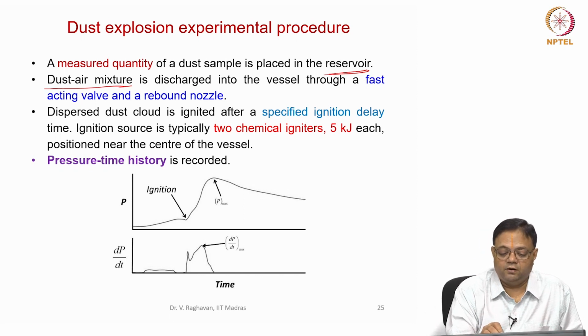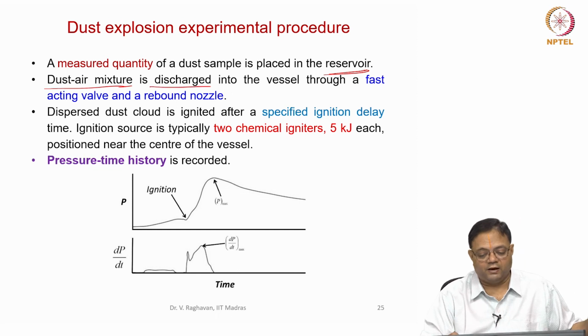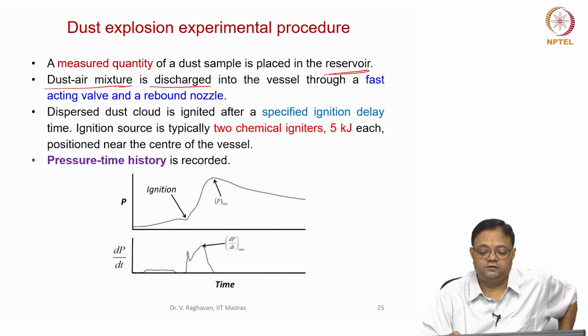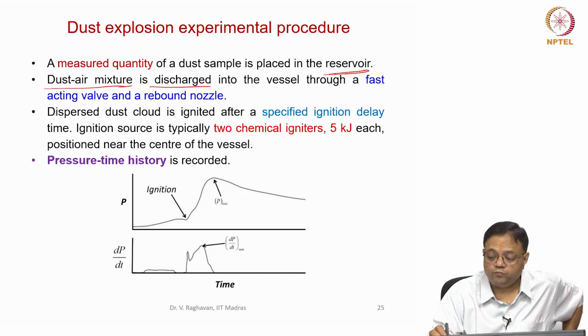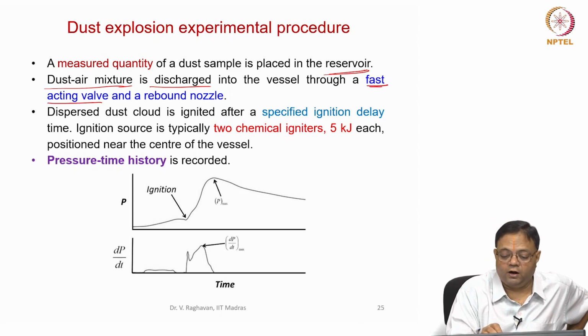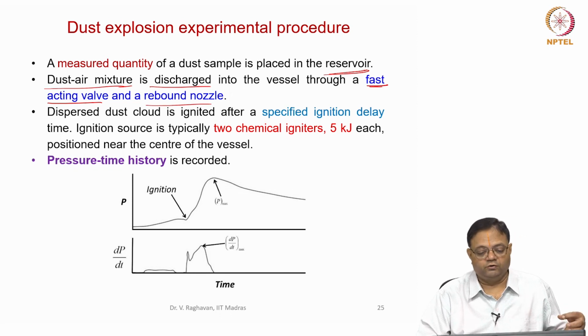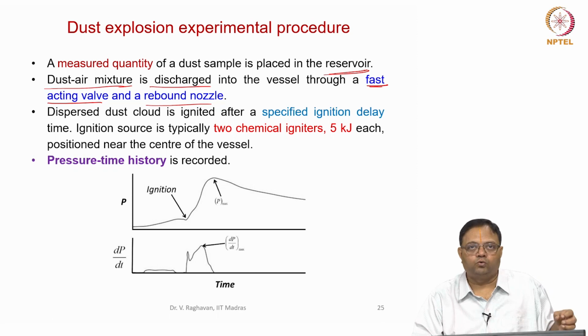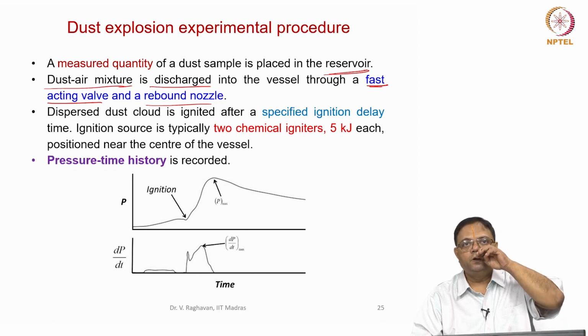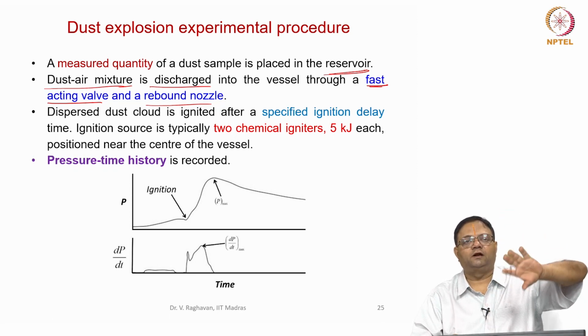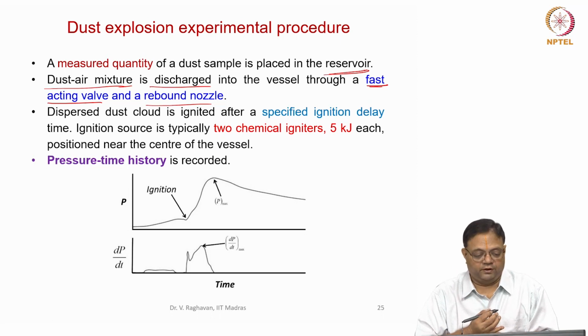So the dust mixture, as the air is injected through the dust reservoir, will be discharged into the vessel. A fast acting valve and rebound nozzle are used to do this. The nozzle means you have high pressure air coming out, creating a high velocity, throwing the dust along with it, and this momentum will also cause the mixing.